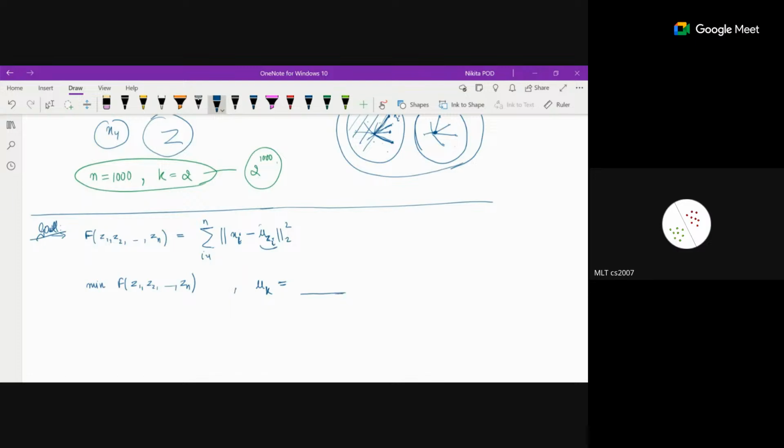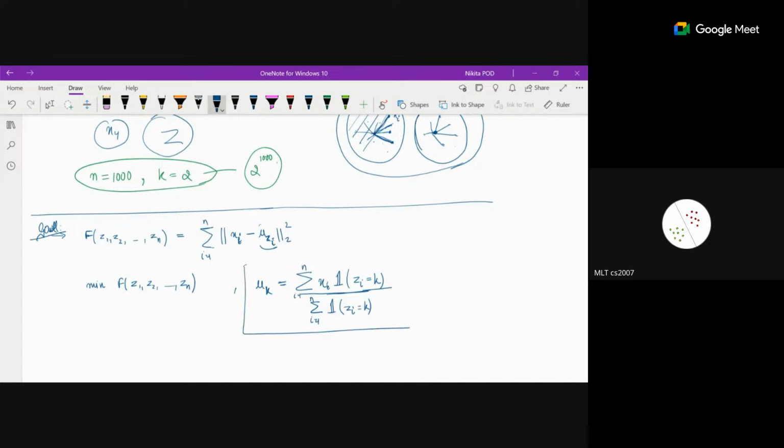So this can be written as, I need the total number of points in cluster k. So this can be written as the sum of the indicator function of zi equal to k, where i is varying from 1 to n. And in the numerator, I want all the data points, so xi times the indicator function for zi equal to k, where i is varying from 1 to n.